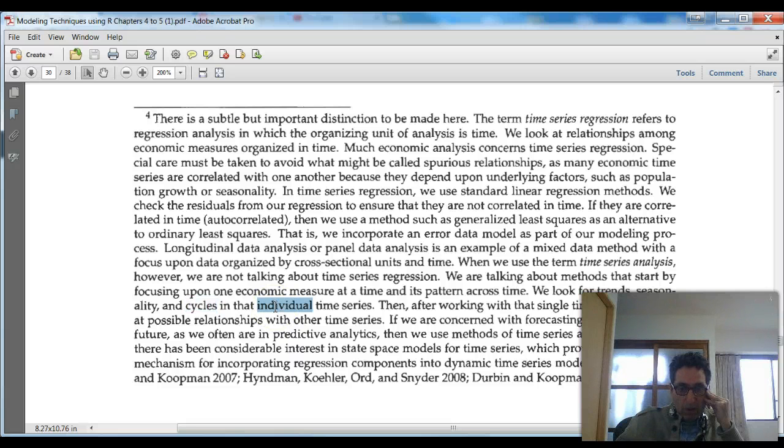Then, after working with single time series, we look at possible relationships with other time series, with another variable that is time dependent. If we are concerned with forecasting or predicting the future, as we often are in predictive analytics, then we use methods of time series analysis.